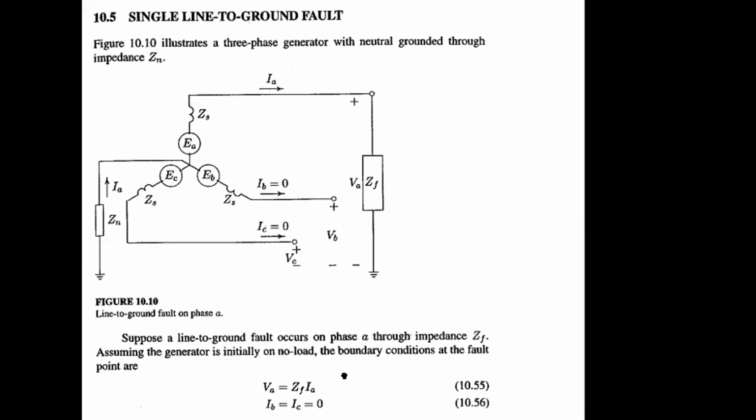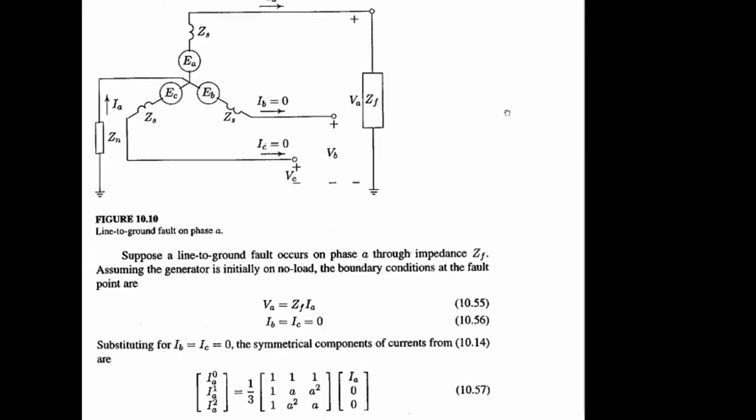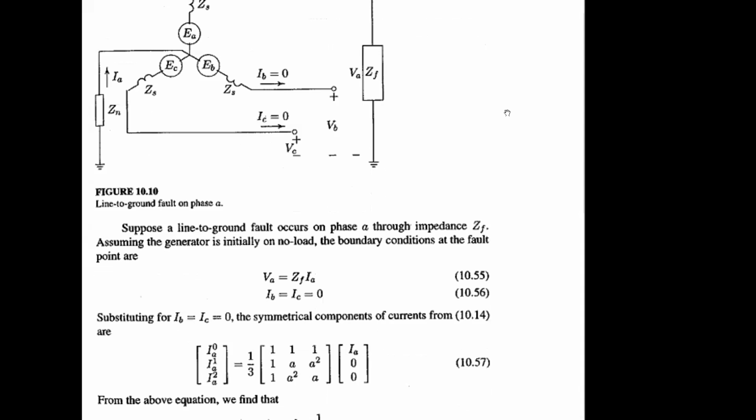So using that concept of voltage and current, you have to generate your ABC sequence. First of all, you have to generate the 0, 1, 2 sequence, then you can shift that to its equivalent ABC sequence. Here you can see IB and IC are already 0 due to the single line to ground fault. This condition actually depends upon the fault category. If it is another type of fault, the equation for that fault will be different.